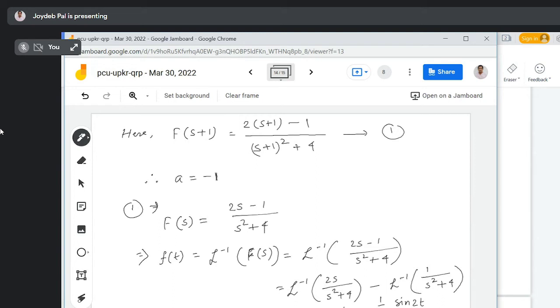देखो यहाँ पे 2 जरूरी था, ये 2 के लिए क्या किया मैंने, 2 1 by 2 कर दिया. ठीक है, अभी 1 by 2 that is outside the Laplace inverse. Now Laplace inverse of 2 by s square plus 2 square, that is sin 2t. That's it. That is why 1 by 2, that constant term is here. Clear or not? Yes, sir.